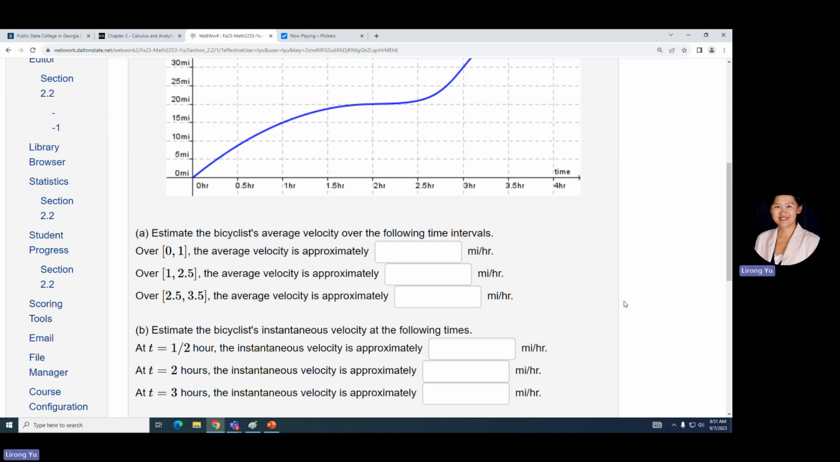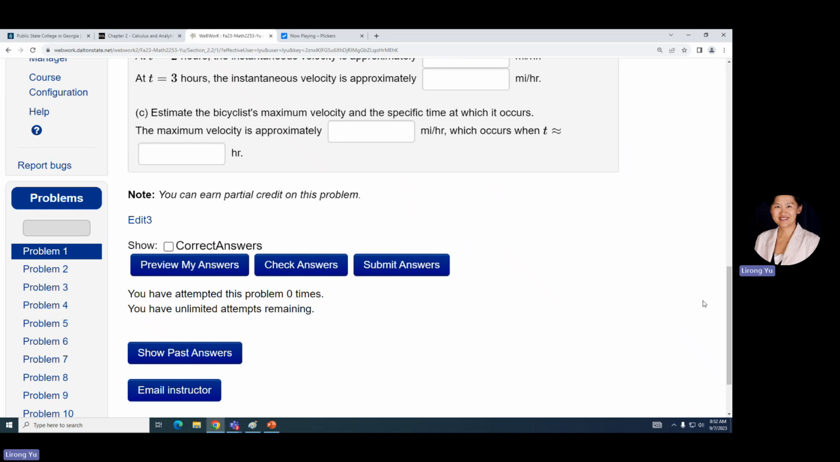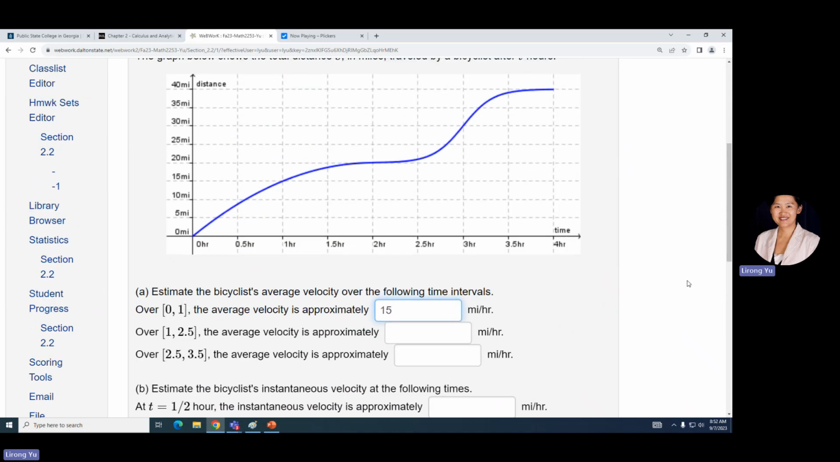Let me try to figure out, explain the example. So for example, the first one, if you want to find the average velocity over 0 to 1. This is 0, this is 1. So at 0 is 0. At 1 is 15. So that is roughly in 1 hour, we move 15 miles. So that's basically 15 miles per hour, right? Our slope. So it ends up 15 miles per hour. That's really the calculation of slopes. You have the subtraction of the y value, which is 15 minus 0, and subtraction of the x value, which is 1 minus 0.